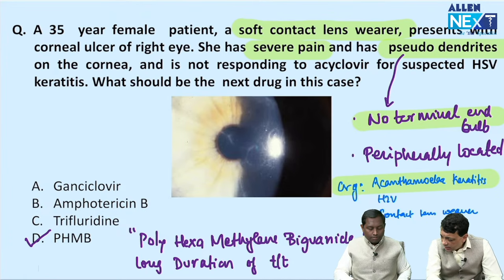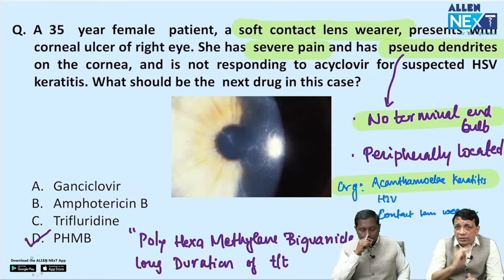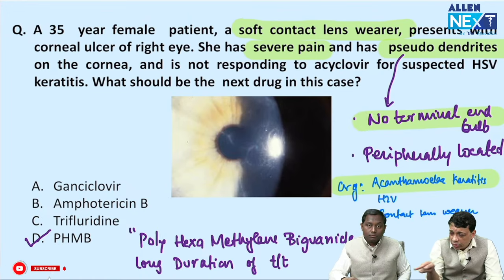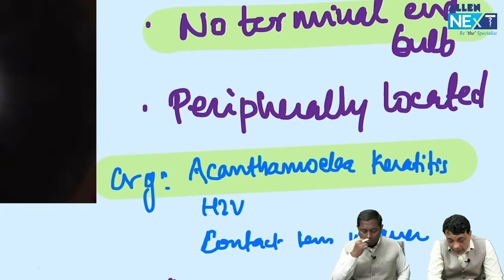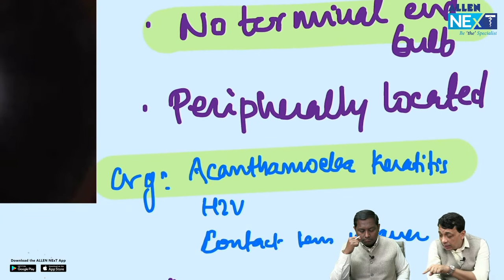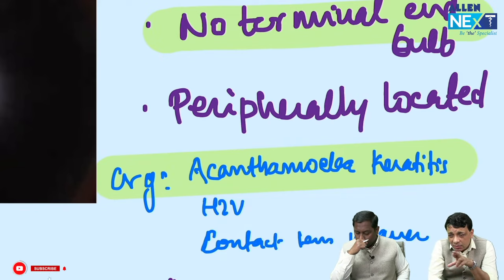I would like to summarize this by saying, whenever you have acanthamoeba, what we are looking for are three things. One is first the pseudodendrites. So you have these SPK kind of things, pseudodendrites, which will be telling you. Second, the pain is out of proportion. It doesn't look very inflamed, but it looks very, very painful. And this is because of radial keratoneuritis.